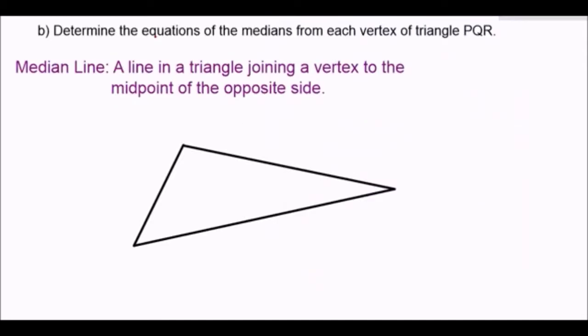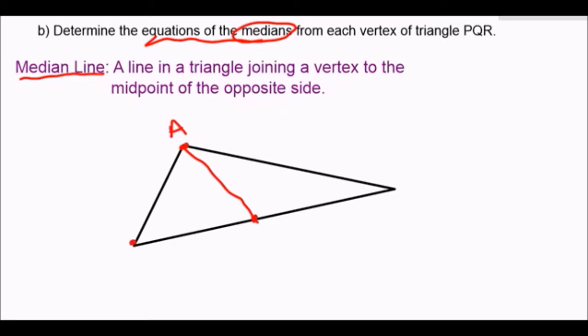Now we need to determine the equations of the medians from each vertex of the triangle. So let's make sure we understand that a median line is a line in a triangle joining a vertex to the midpoint of the opposite side. So for example, here's a triangle. It's not the triangle we're talking about. Here's a vertex, let's call it vertex A. If I join this vertex to the midpoint of the opposite side, somewhere around here, then this line would be the median from A.